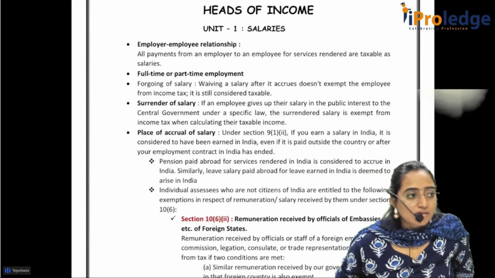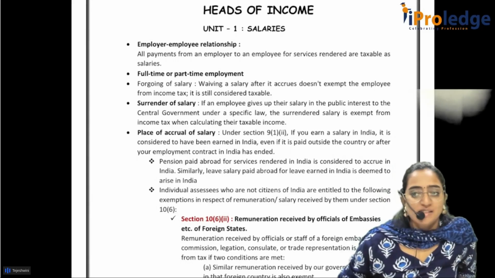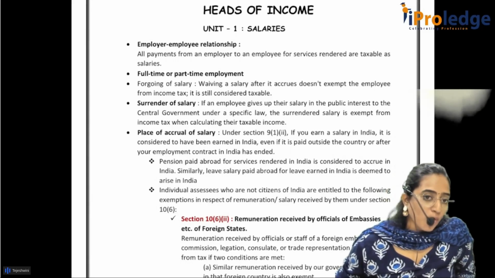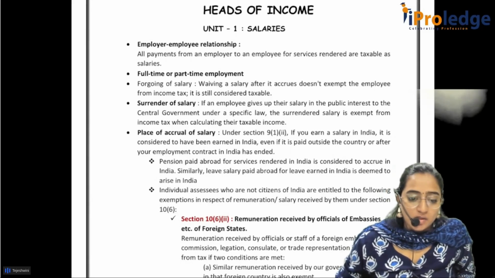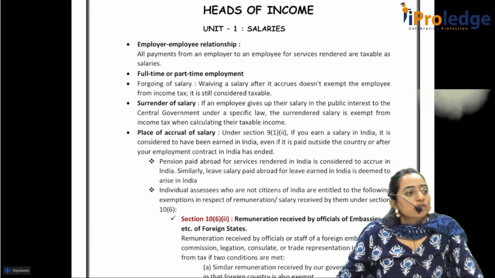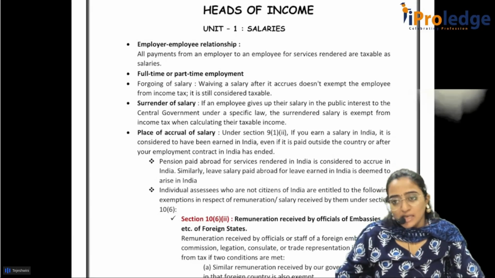So, yesterday we completed the topic of residential status and the scope of total income. Now, let's continue with our next, very important discussion, that is income from salary.